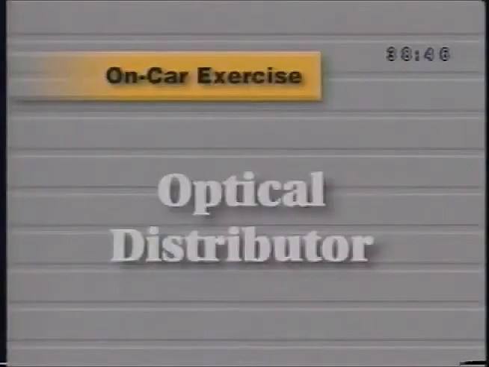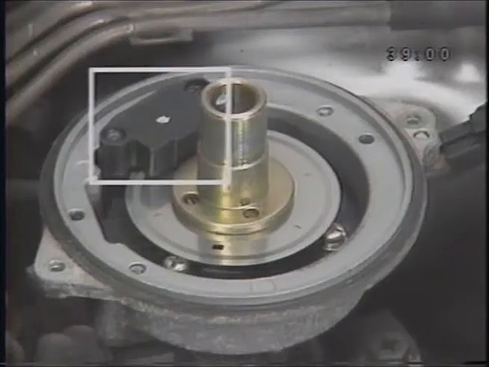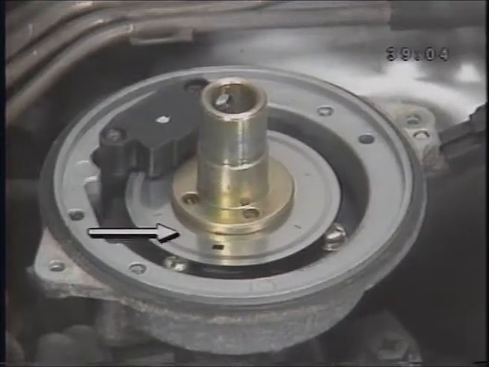Map sensors are not the only sensors that produce a frequency signal. Another common use for Scopemeter's frequency measuring capabilities is for diagnosing optical distributors. Several manufacturers, including Mitsubishi, Nissan, Chrysler, and GM, use an optical distributor to develop the ignition reference pulses necessary to run their engines. These distributors use LEDs and optical pickups with a rotor disc or interrupter between them.